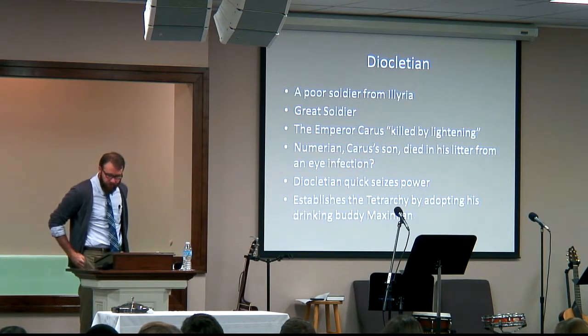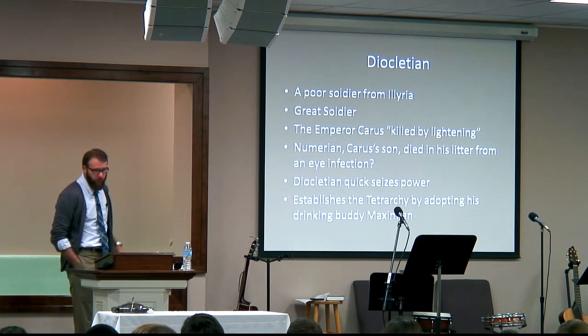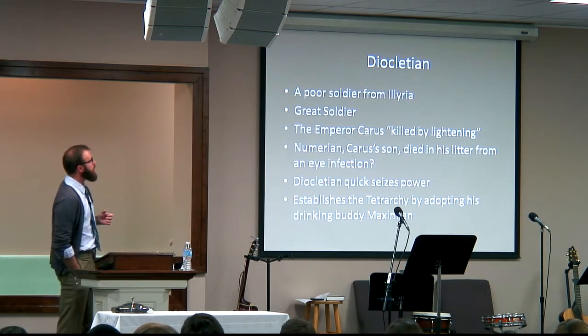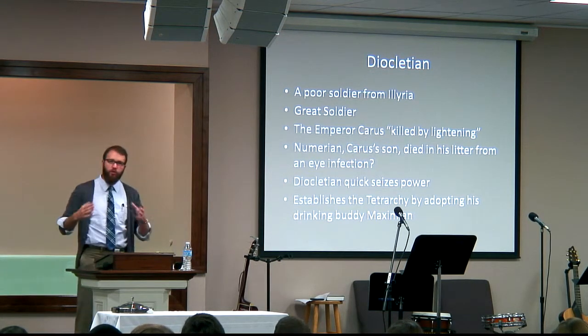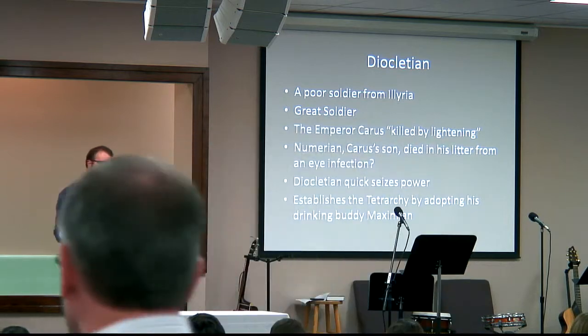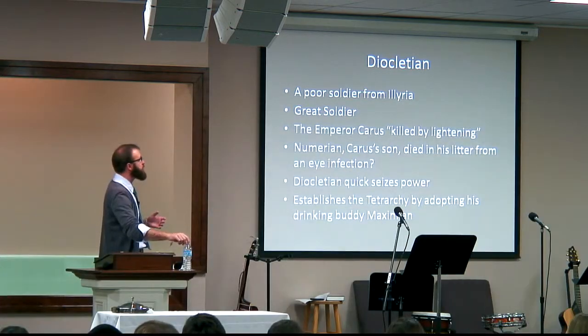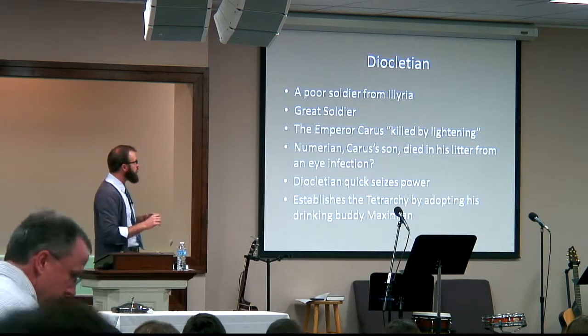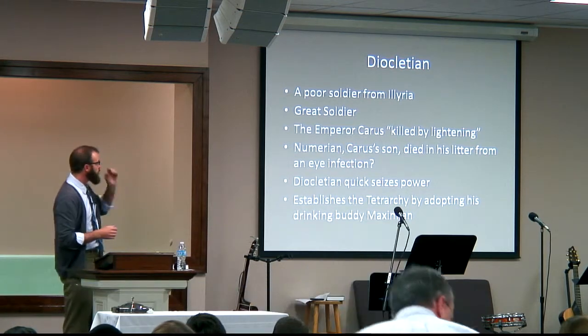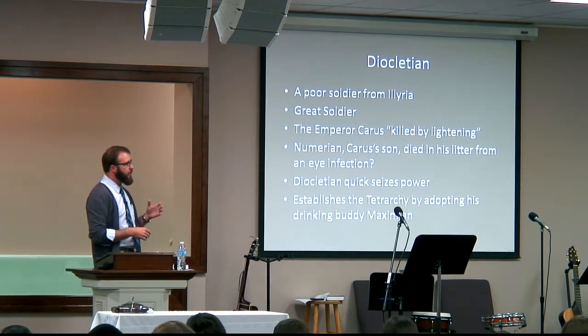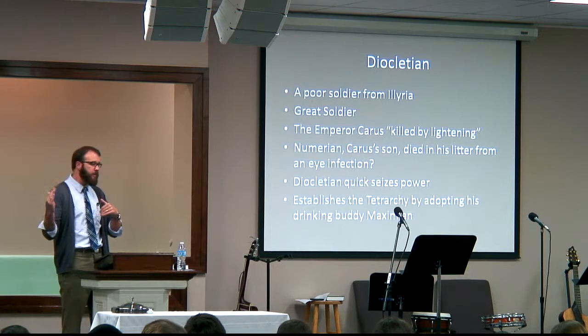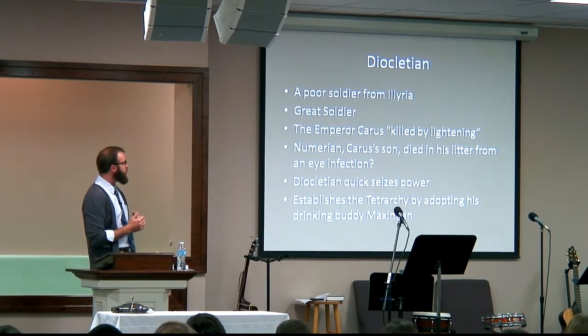So Diocletian is the Roman emperor who's going to end the period of the Barracks emperors. This is the period where we have about 25 emperors in 40 years. All of them are called Barracks emperors because they're all army officers. Diocletian is no different. He's a soldier from Illyria. That's the area directly east of Italy in the Balkans.